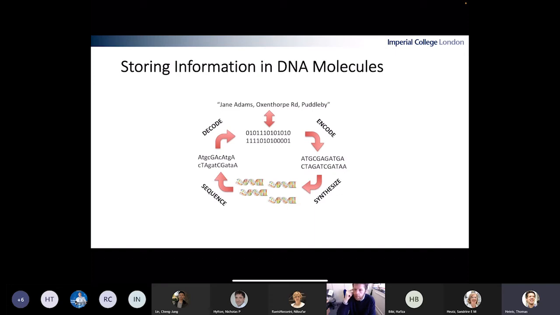That's what we can get from commercial companies these days quite easily. So if you want to store any meaningful amount of data, you're going to have thousands, if not millions, of these DNA molecules, or oligos, right?